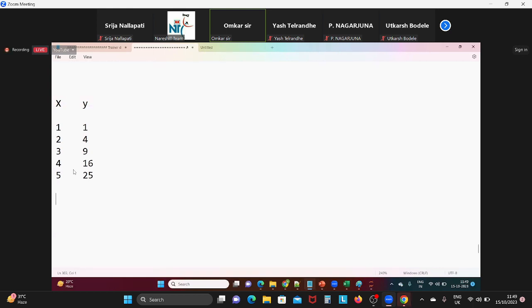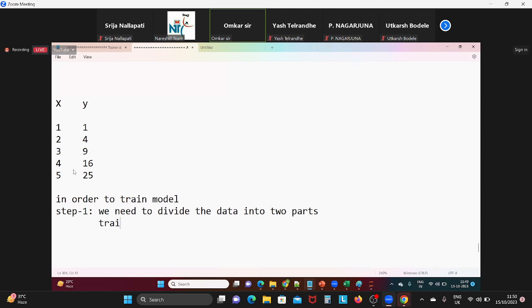Now, in order to train a model, step one: we need to divide the data into two parts. One is called train data, and another is test data.